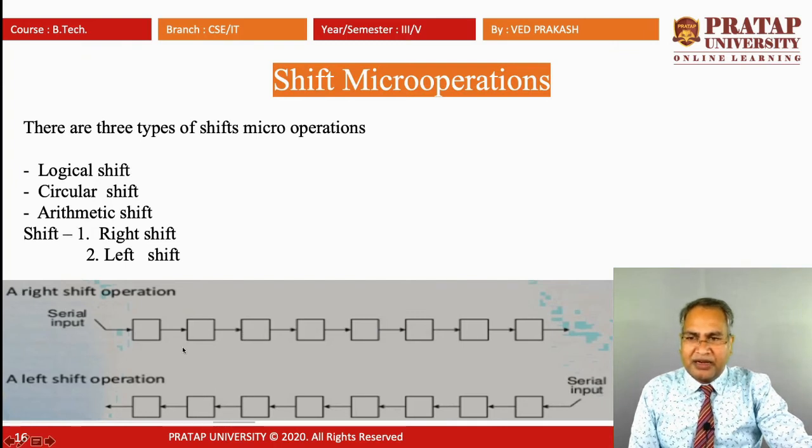In the right shift, the serial input is provided to the contents of a register, and they are moved from the right hand side. Due to this reason it is known as a right shift micro-operation, because these contents are shifted here, this here, this here, this here. And similarly, when contents are moved towards the left hand side, that is the left shift micro-operation.